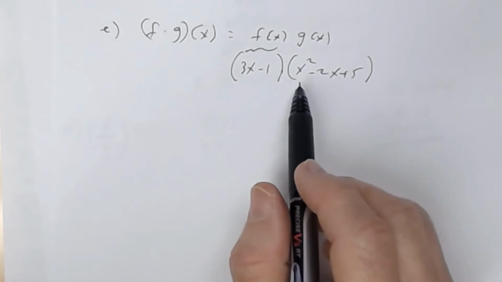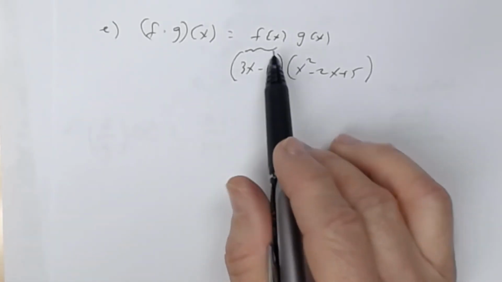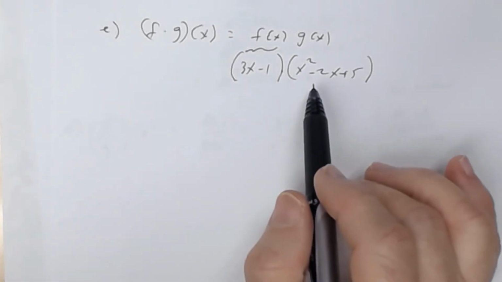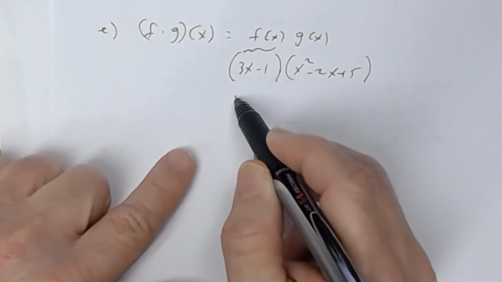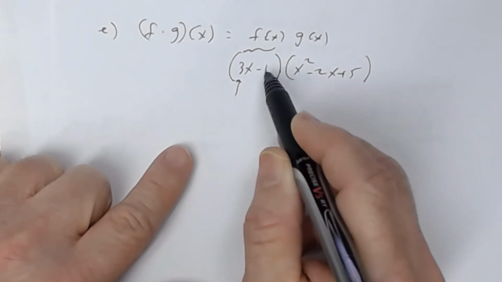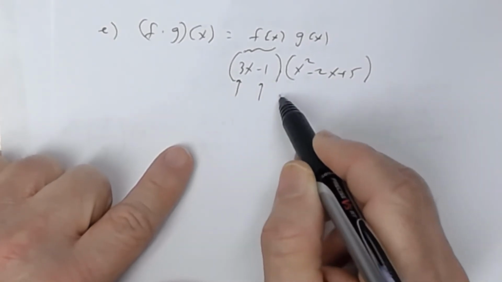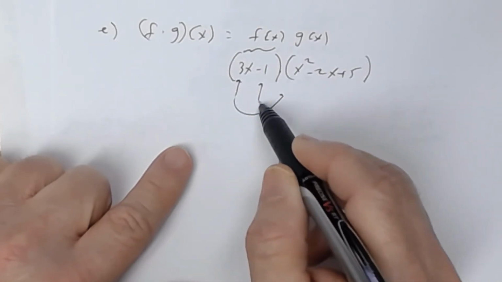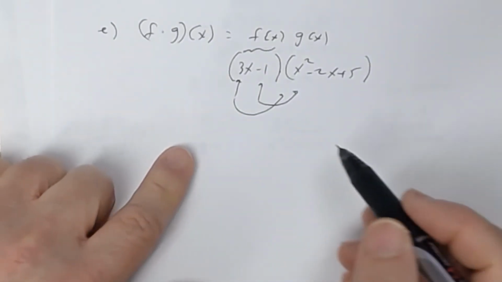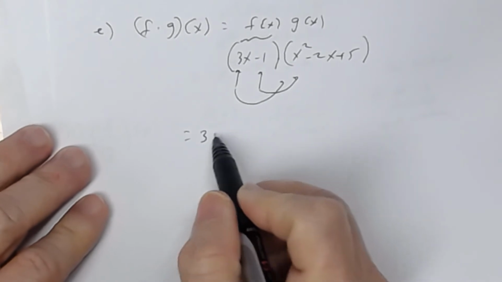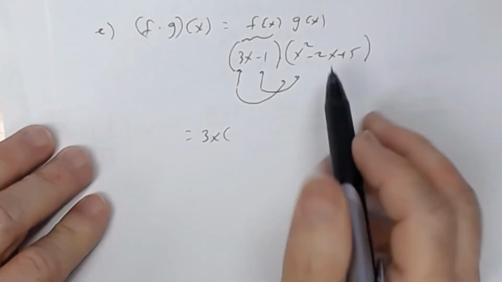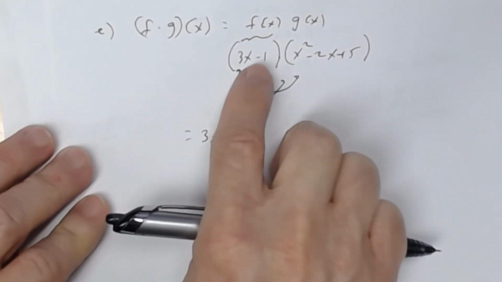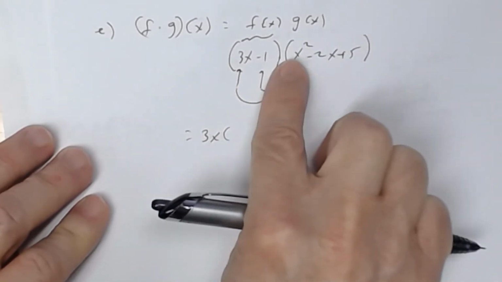Now, you cannot use the FOIL method here, so you got to remember how to do this. When you have a binomial times a trinomial, here's the way to do this. You take each term of the first factor and you multiply by the second factor. In other words, you're going to say 3x times the second. Remember, these are two factors. First factor, second factor. So you take each term of the first factor, multiply by the second factor.